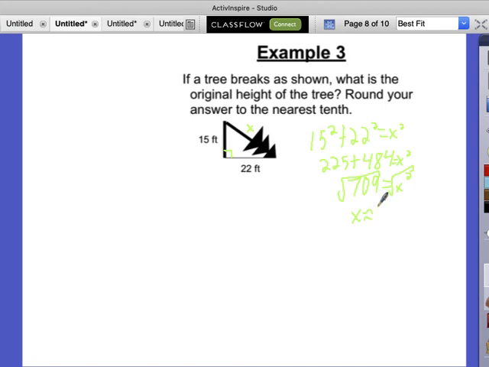We can do nearest tenth because I said so specifically. 26.6. Almost every time we'll do simplest radical form, but this time I specifically said we could. 26.6. Now here's the thing. Is this the original height of the tree? No. How do we get the original height of the tree? You add the 15, because this is the 26.6 over here. So to get the original height, add them both up. And so the original height is approximately 41.6 feet.